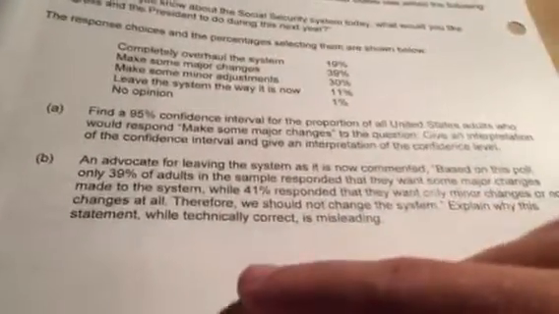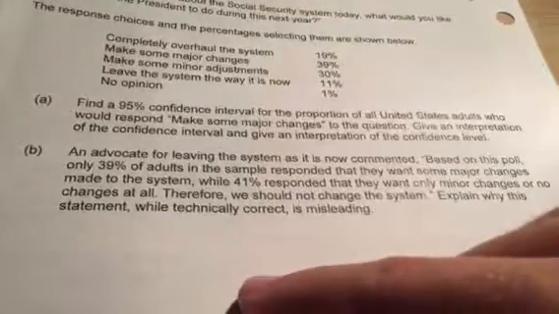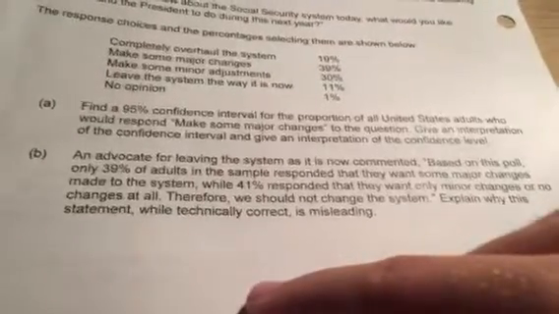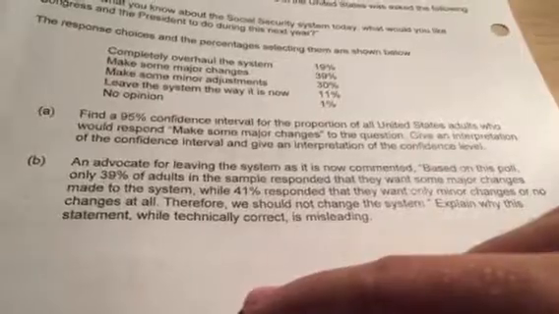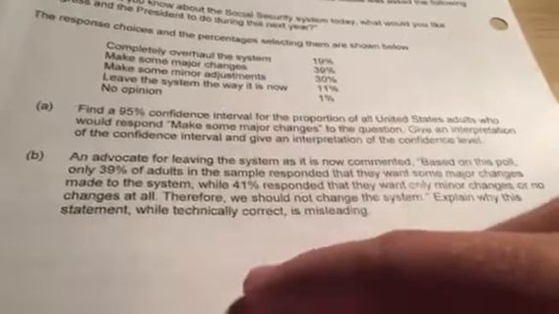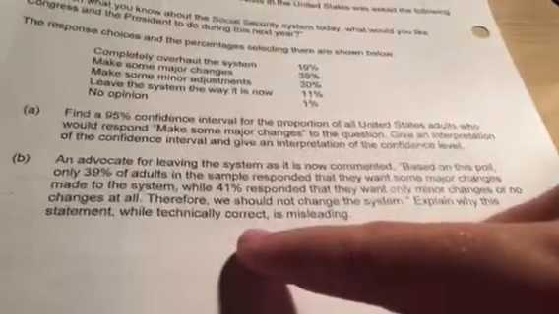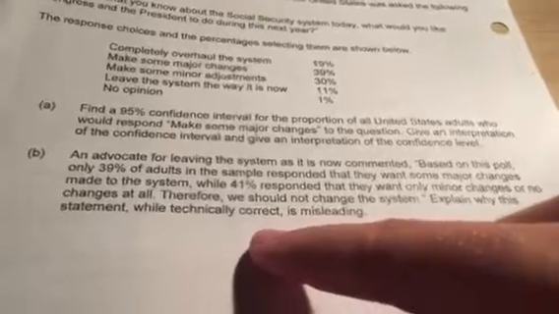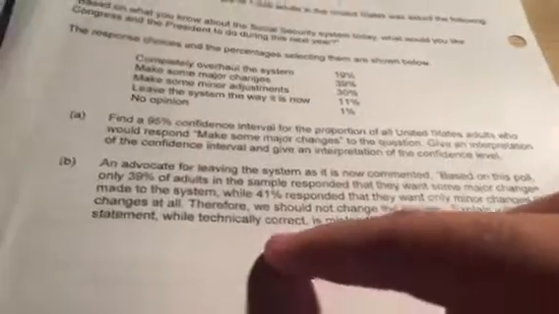Part B is asking us: an advocate for leaving the system as it is now commented, based on this poll, only 39% of adults in the sample respond that they want some major changes made to the system, while 41% respond that they want only minor changes or no changes at all. Therefore, we should not change the system. Explain why this statement, while technically correct, is misleading.